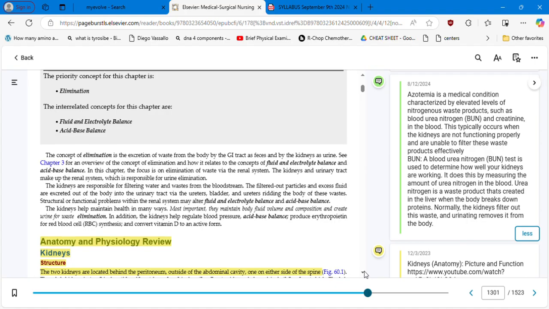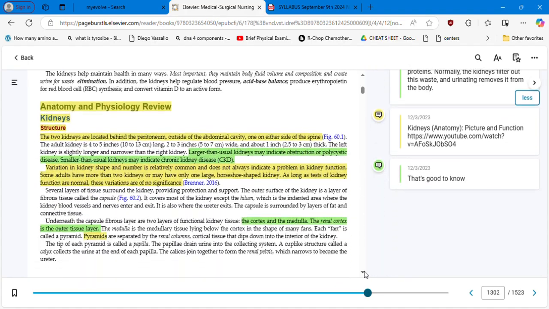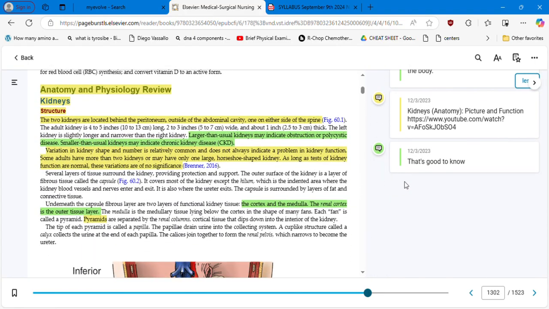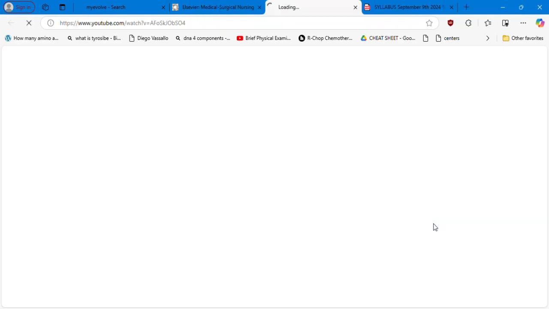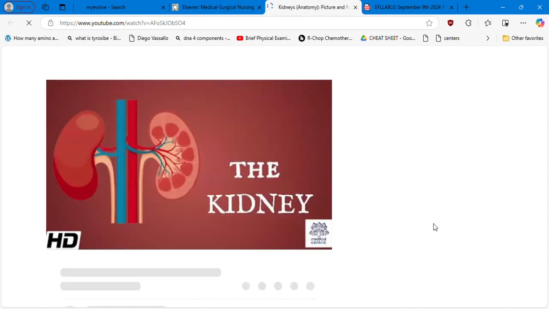So let's right now move into the anatomy and physiology of the kidneys, and because of that, we are going to play a video. I love these videos because in a couple of minutes, you can review a huge amount of content from the book, okay? So now we are going to play this video and let's see how it goes. It's 3 minutes, almost 4.